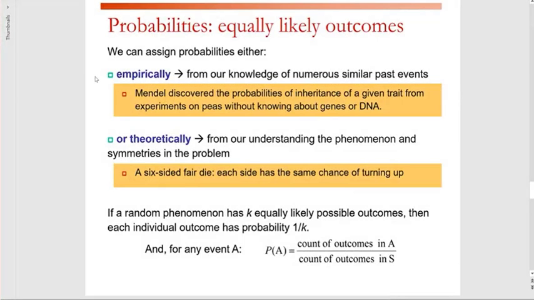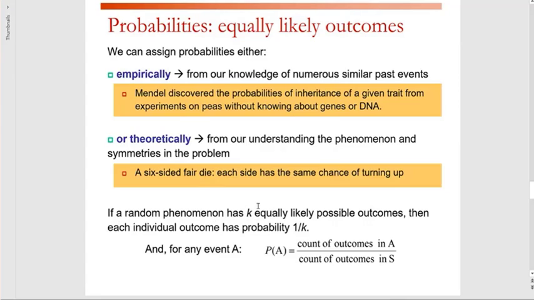We can assign probabilities either empirically or theoretically. If we assign probabilities empirically, that means from our knowledge of numerous similar past events. If we assign probabilities theoretically, that means we do that from our understanding of the phenomenon and the symmetries in the problem. In the case of the six-sided fair die, each side has the same chance of turning up, and so we know that for each of the six values, 1 through 6, each has a probability of 1/6.